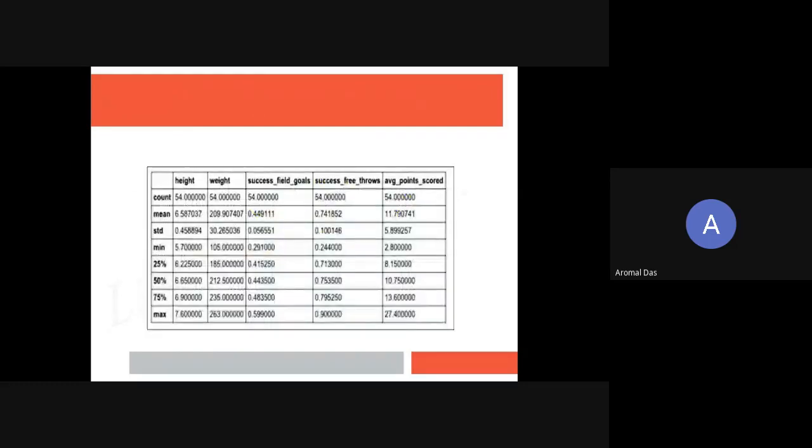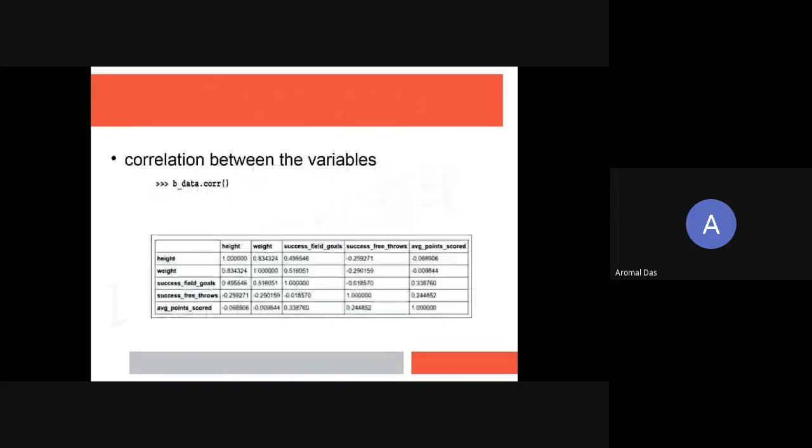Then you can use the describe method to get the univariate metrics on each of the fields. So the output will be like this. You have 5 columns: height, weight, success field goal, success free throws, average point scored, and you will get count, mean, standard deviation, min, 25%, 50%, 75%, and maximum value of height, weight, etc. And the correlation value between variables. So our data will be stored in B data. So B data dot correlation. So the output will be like this.